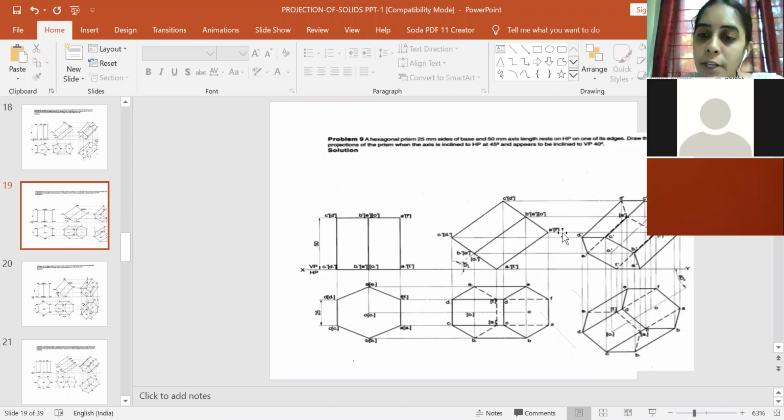After joining the outer boundary, now you should see which are visible and which are not visible. So in the second stage, the observer views from the top. So the top surface is visible. In the third stage, the observer views from here.